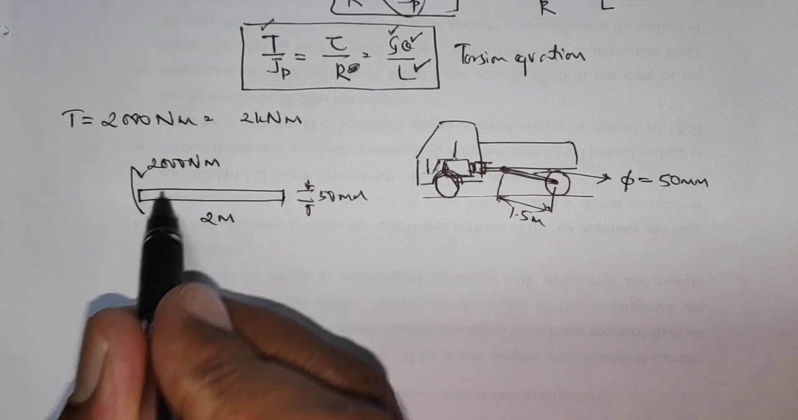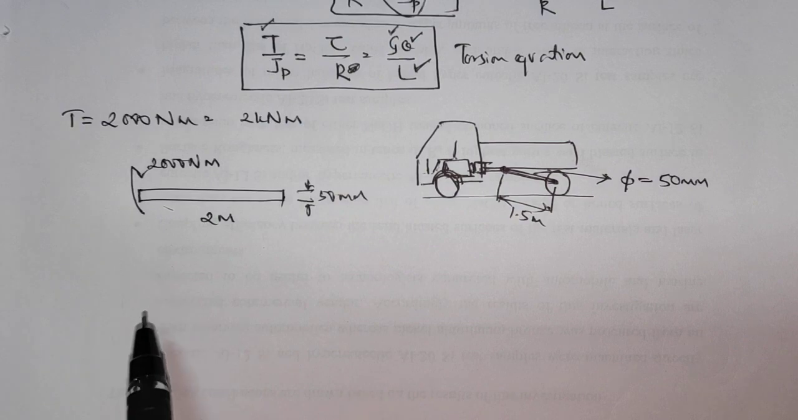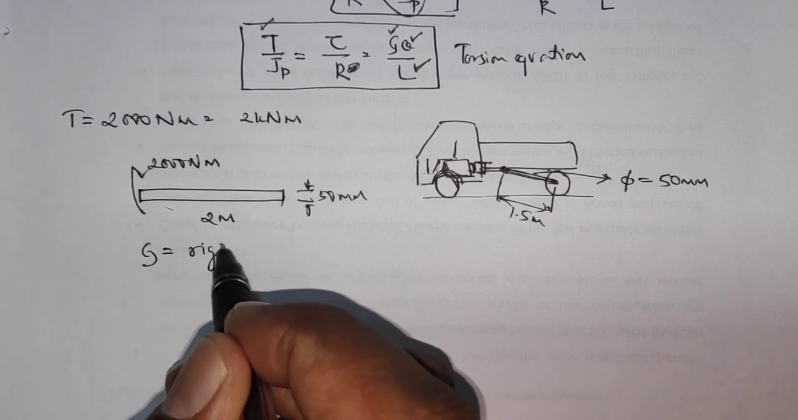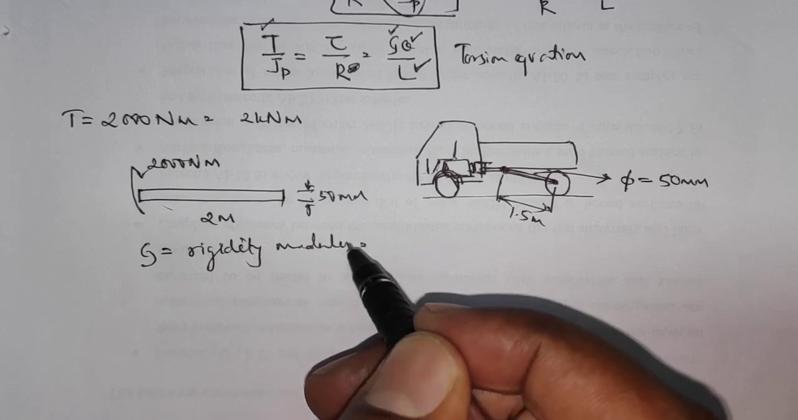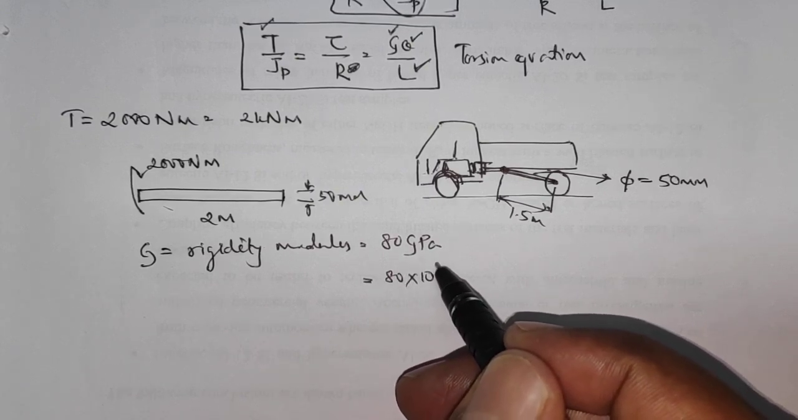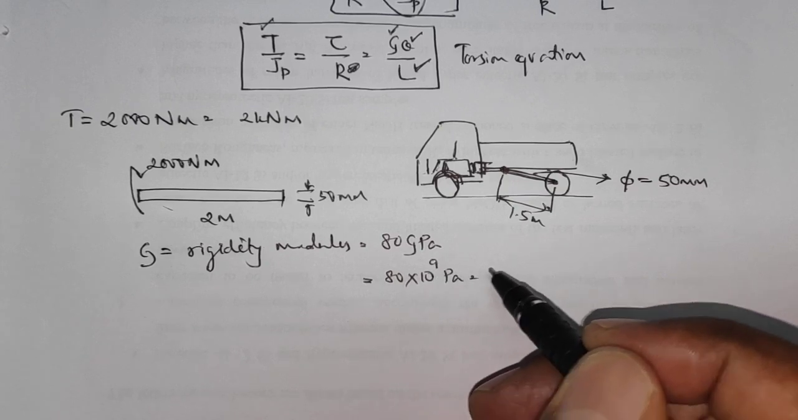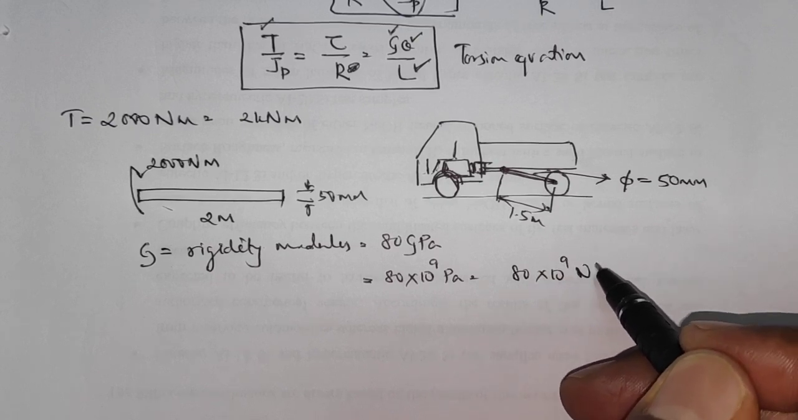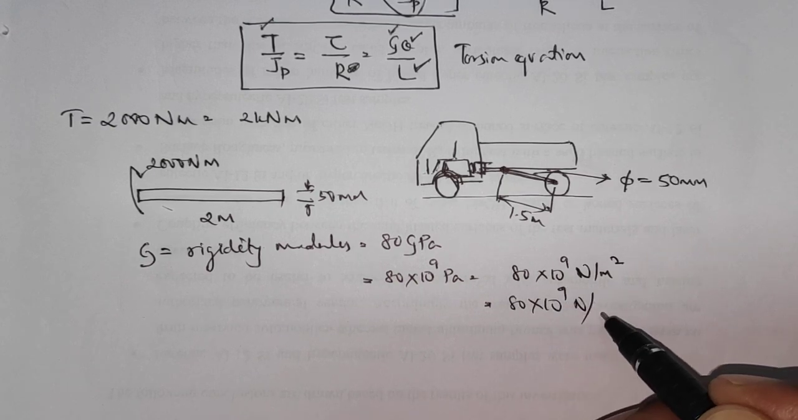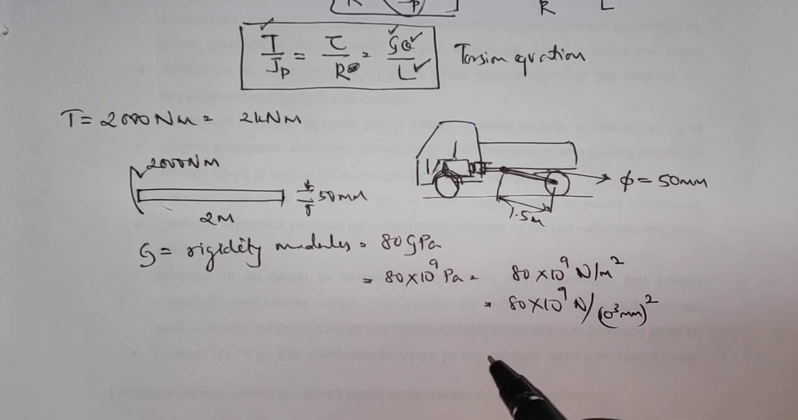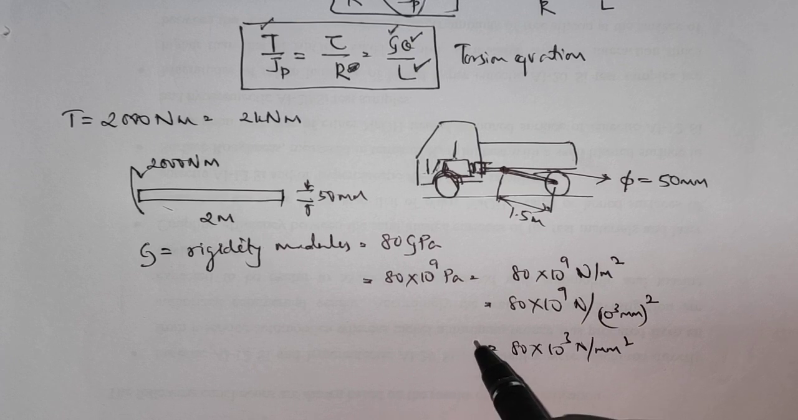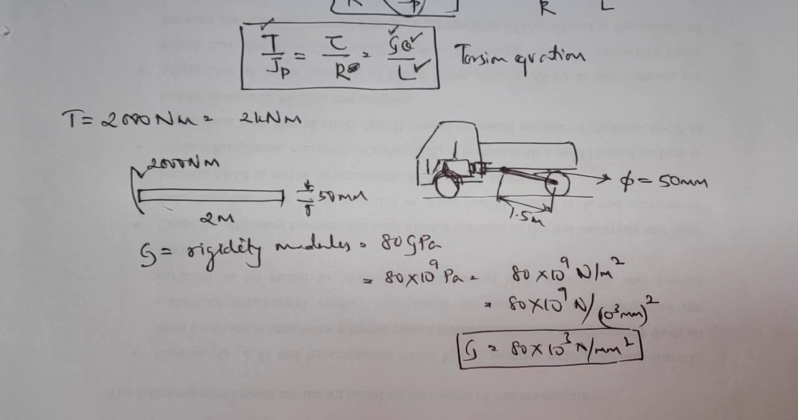So we can find out two things in this situation: whether this shaft is safe, and what is the angle of twist. Let us assume that for steel, the value of G, which is the rigidity modulus, is 80 GPa. Let us convert this 80 GPa into the regular unit so that it becomes easy for us later. 80 into 10 to the power of 9 Pascal, that is 80 into 10 to the power of 9 Newton per meter square, which is 80 into 10 to the power of 9 Newton per (10 to the power of 3 millimeter) whole square. So it becomes 80 into 10 to the power of 3 Newton per millimeter square.